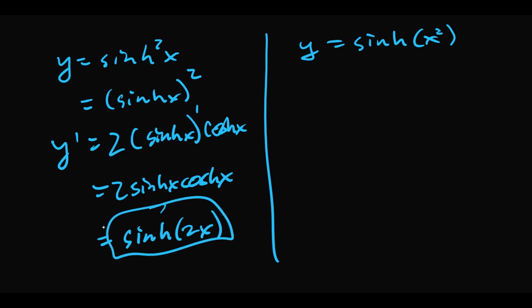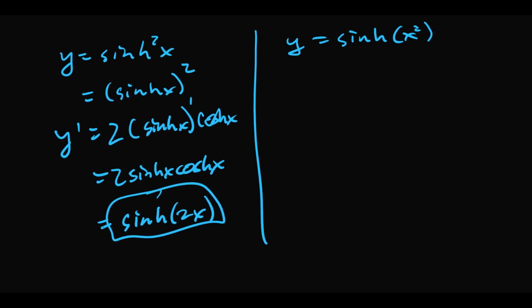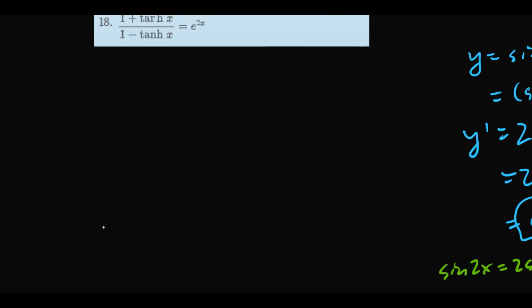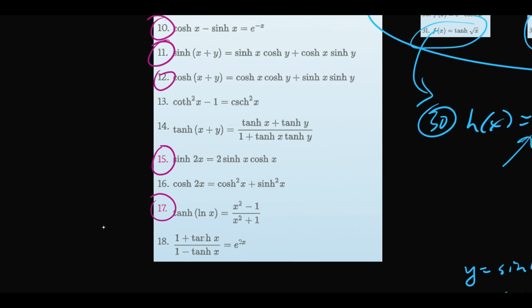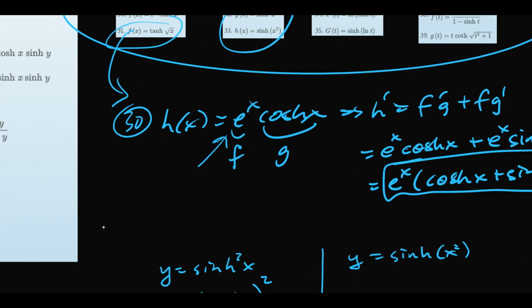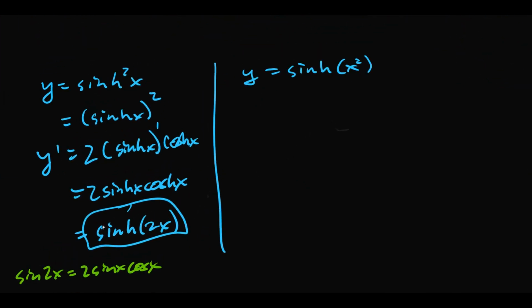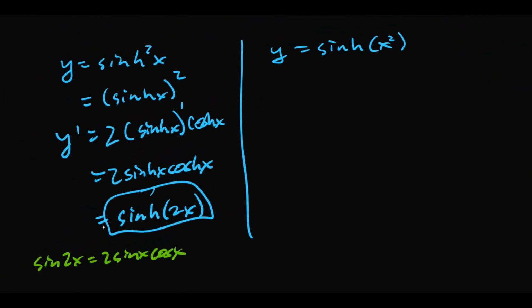Think about the formula from trig, which says sine of 2x is 2 sine cosine. I think the equivalent is the same in this stuff. In fact, it's proven here in number 15. Okay, so now let's look at the other one. The other one's a little different. It's different than this one.